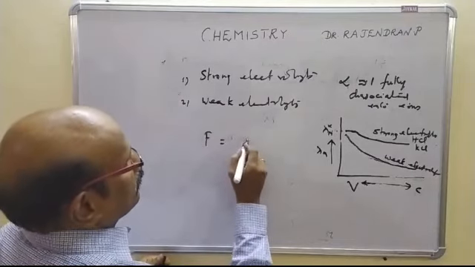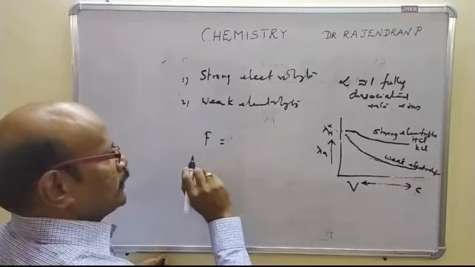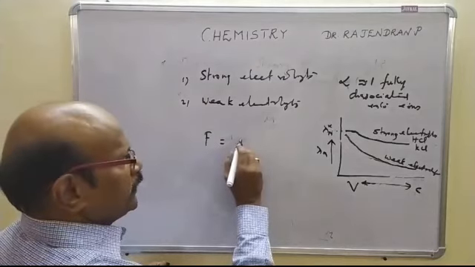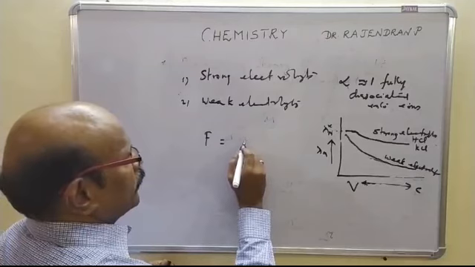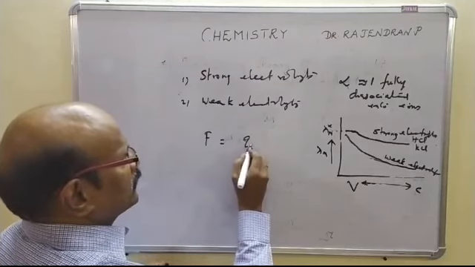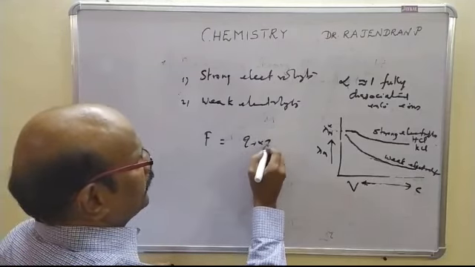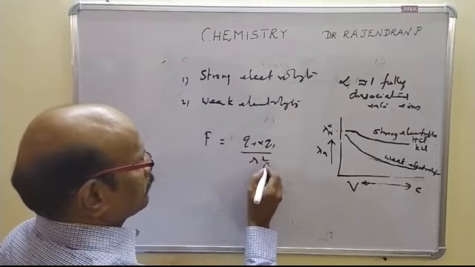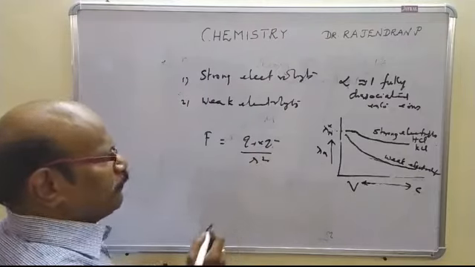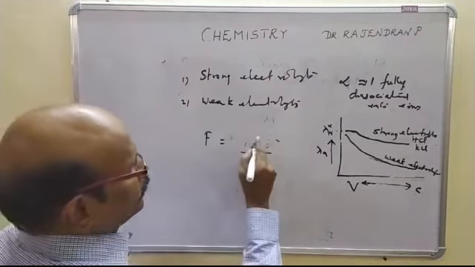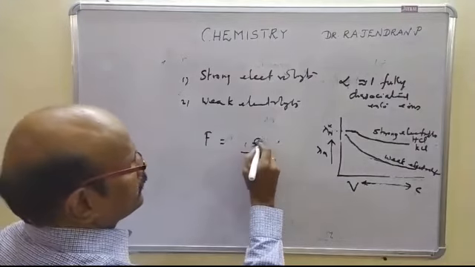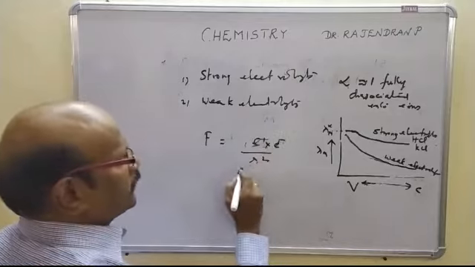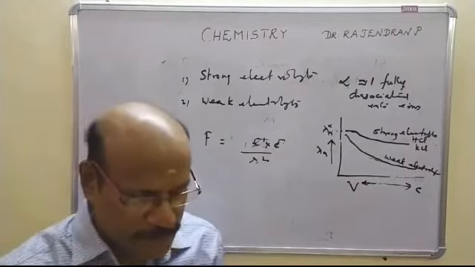F is equal to Q plus into Q minus divided by R square, that is, E plus into E minus divided by R square. This is the inverse square law.